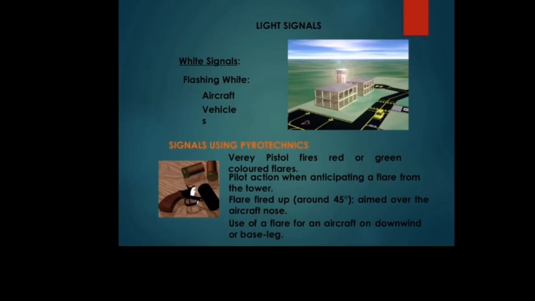The pyrotechnic we're talking about here is the Very pistol, which fires red or green colored flares. Pilot action when anticipating a flare from the tower: the pilot should anticipate the light in the vicinity halfway between the tower and the runway, as the flare is fired up at around 45 degrees and aimed over the nose of the aircraft on final approach. It can however also be used for an aircraft on downwind or base leg, in which case the pilot should look toward the tower.